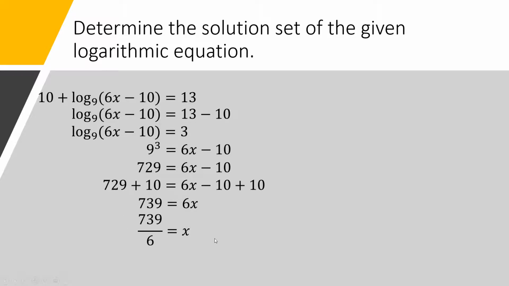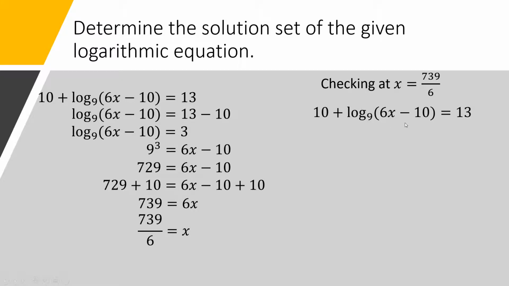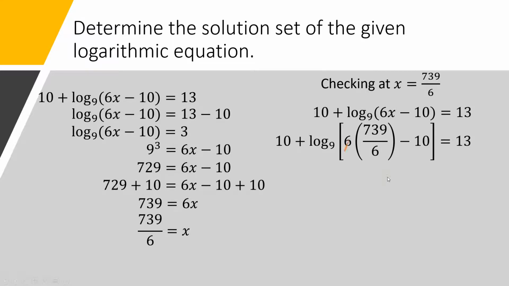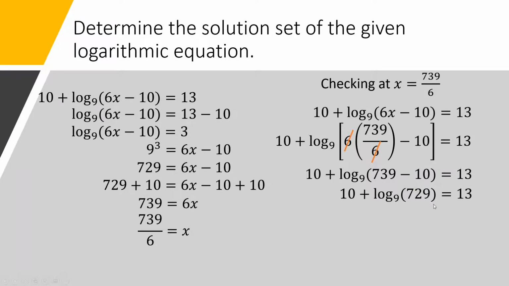Now, we cannot be sure that this is the value of our x. We have to do the checking. So we have to check at x is equal to 739 over 6. The 739 over 6 will be substituted into our original logarithmic equation. So the x will be substituted by 739 over 6. Since there is a common 6 in the numerator and denominator, we can divide it out. And 739 minus 10, of course, is equal to 729.